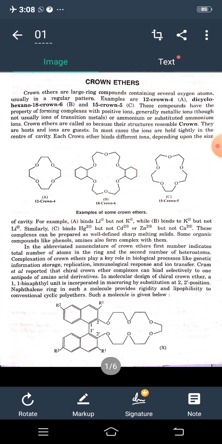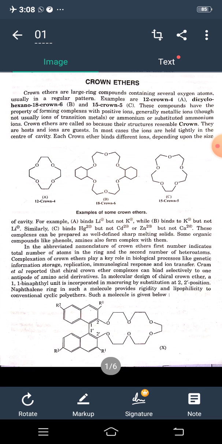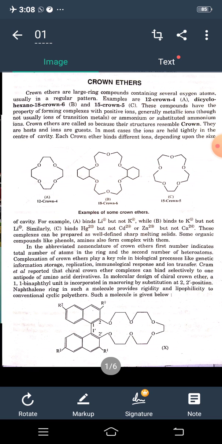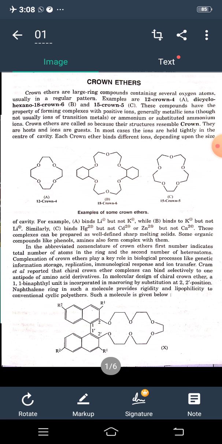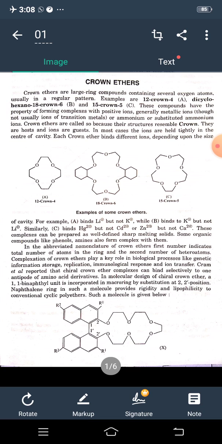They are host and ions are guest, means host-guest chemistry. In most cases, the ions are held tightly in the center of the cavity. Each crown ether binds different ions depending upon the size of the cavity. For example, A means 12 crown 4 binds lithium plus but not potassium plus, while 18 crown 6 means B binds to potassium plus but not lithium plus.